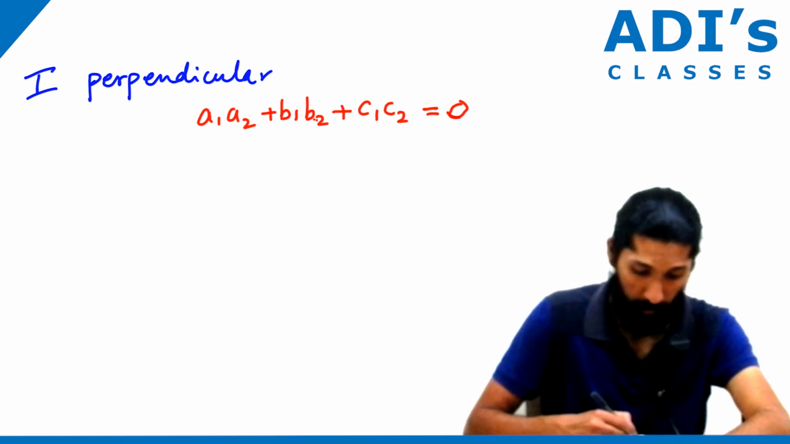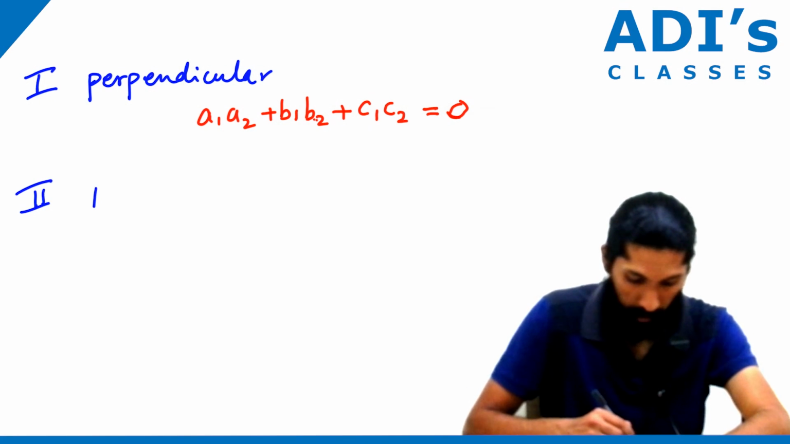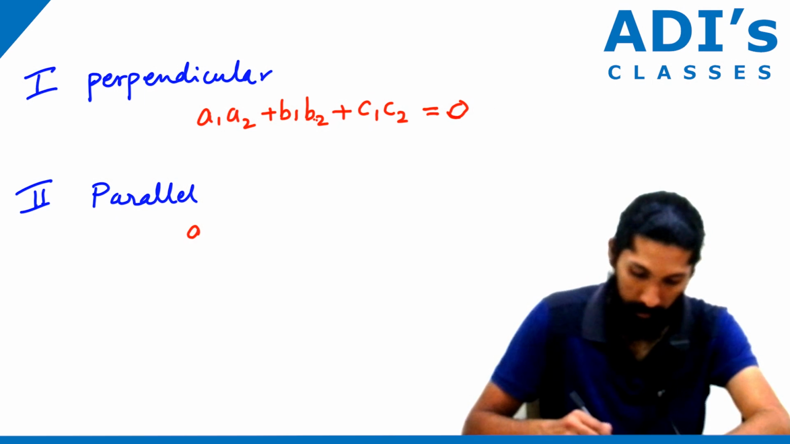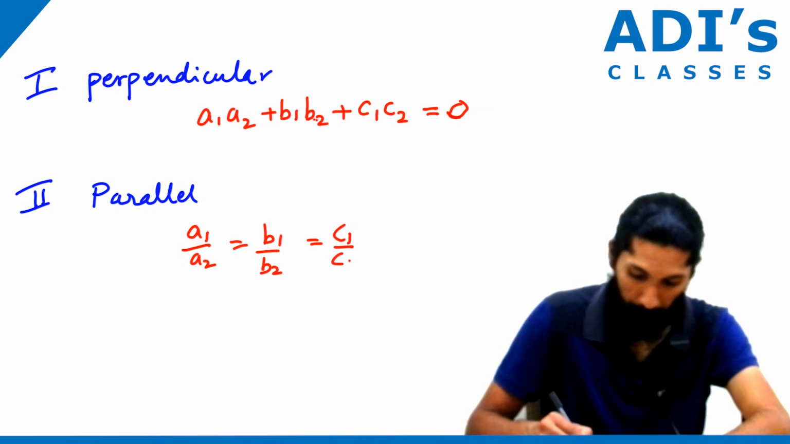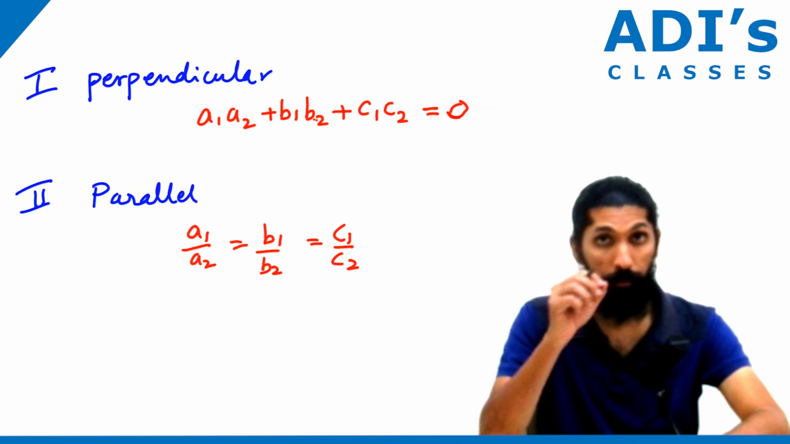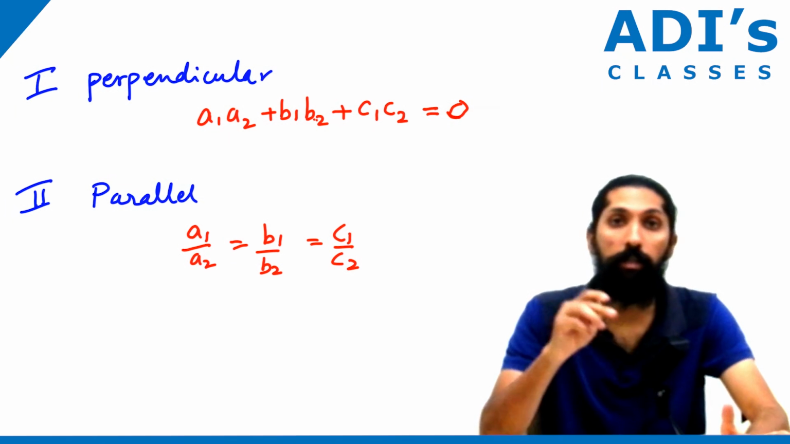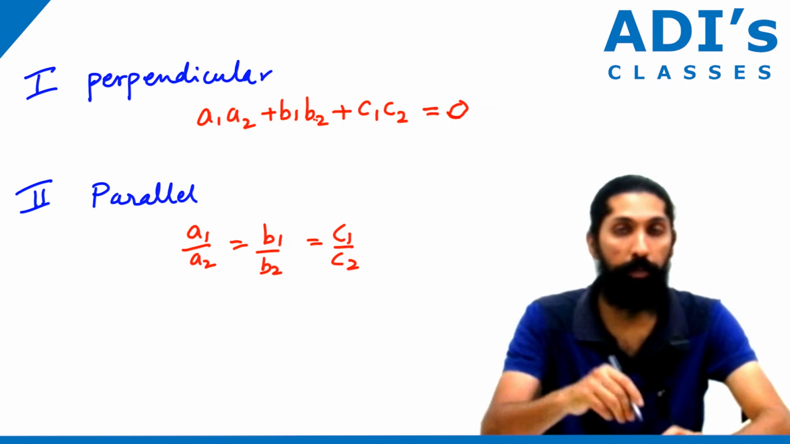For the second case, what if the two lines are parallel? Okay, then what we have is the ratio, that is a1 by a2 is equal to b1 by b2 is equal to c1 by c2. Then we have two lines to be parallel to each other. Clear? So these are the conditions for lines to be parallel and perpendicular.